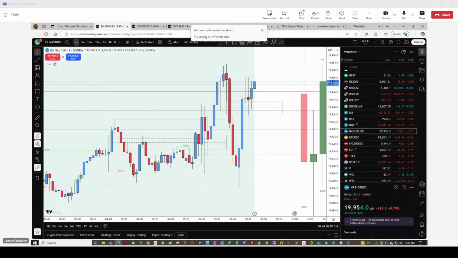I'll keep my eye on it. Looks like they're going to cause a new fractal now on NAS. Yep, we just got a new fractal possibly forming. This was a new high up for me right there, this high. So they took out these guys over here.